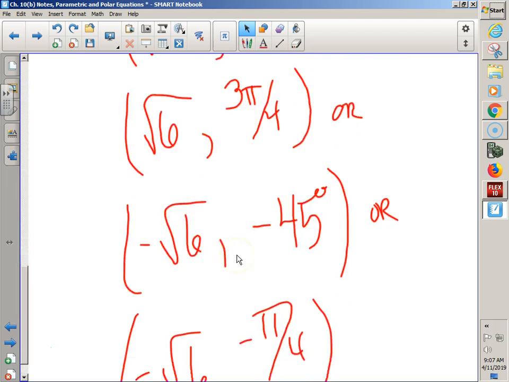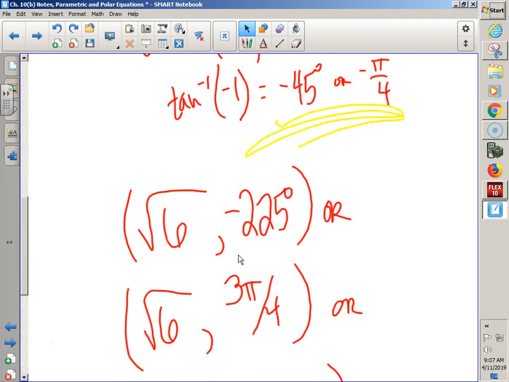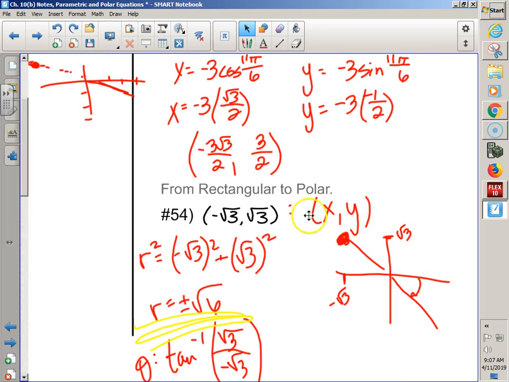Okay, hold on. How would you approximate negative root 3, root 3? If it's an x that's negative, what direction do you go? To the right or to the left? To the left. And then if it's a positive y, you go up. So whatever this is, I'm going to the left a certain amount and up a certain amount. This point should be, according to the x and y, in the second quadrant.